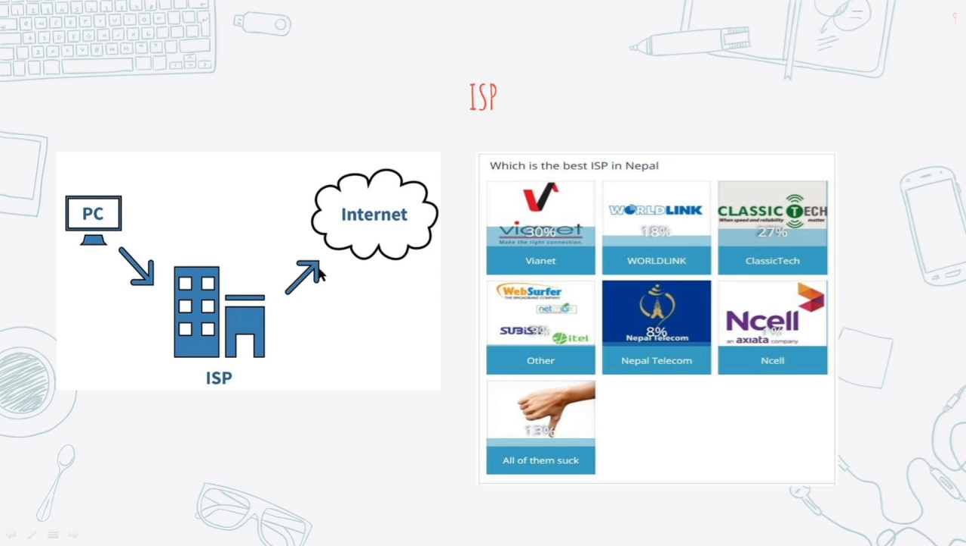Like ISP provides us internet connection, and then we'll connect our PC and mobile using that router, and then we use the internet. So they are the internet service provider. Which is the best ISP in Nepal? VNet, WorldLink, Classic, NCL, and this SIM card you are using, they also provide internet connection, so they are also ISPs.